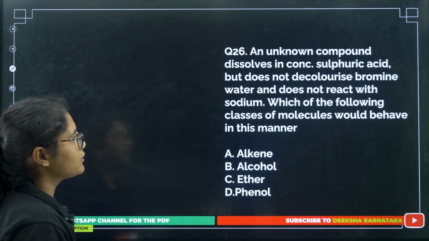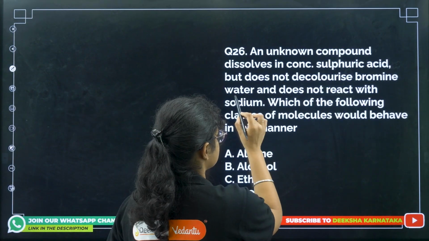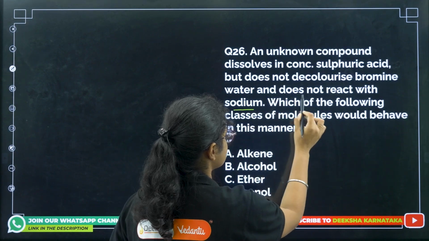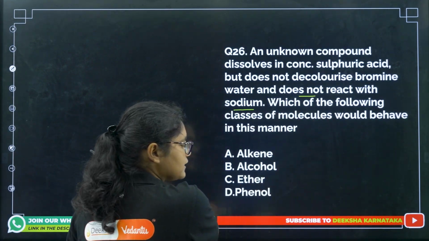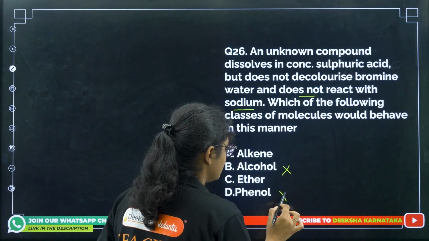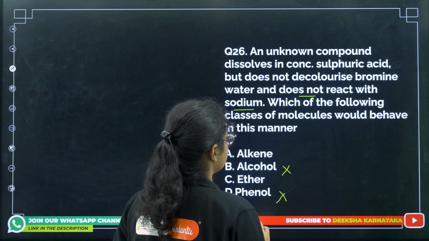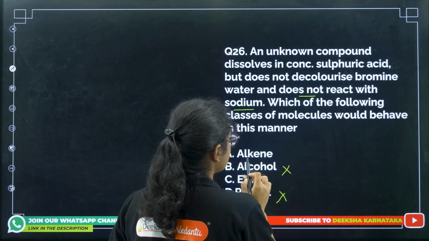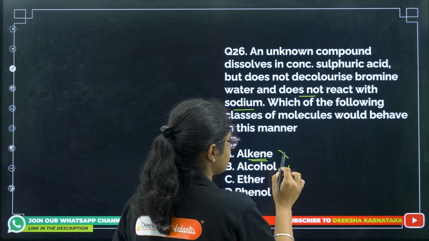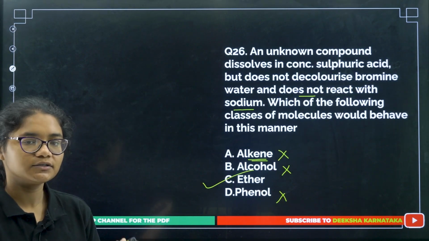Next, an unknown compound dissolves in concentrated sulfuric acid and does not decolorize bromine water and does not react with sodium. So if it is not reacting with sodium, it means it does not have acidic properties. So generally alcohols and phenols will react. Which of the classes of molecules would behave in this manner? Alkenes can also react with sodium metal. So the correct answer for this question is ether. Ethers do not react with sodium metal.